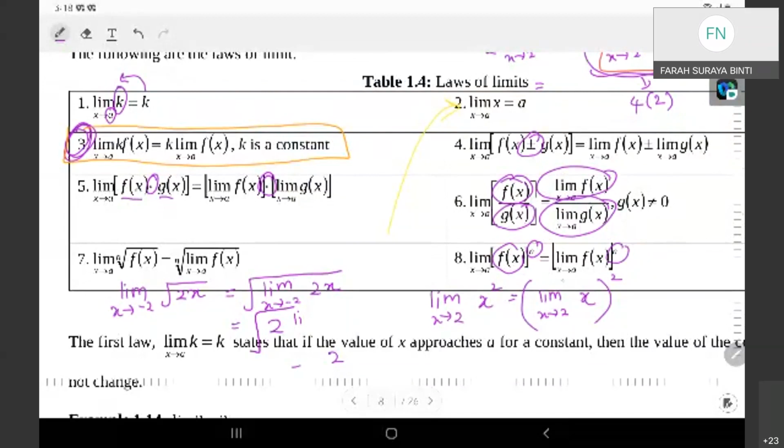And then dekat dalam bracket, we can apply law number 2. So akan dapat jawapan berapa? Kalau apply law number 2, kita akan dapat jawapan 2. So 2 kuasa 2 akan jadi 4 lah jawapan dia. Okay, so itulah cara nak cari limit according to law of limit. We have 8 laws of limit. So kita kena tengoklah apply mana yang bersesuaian untuk setiap soalan.